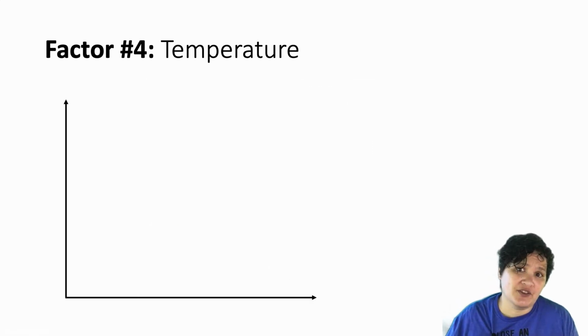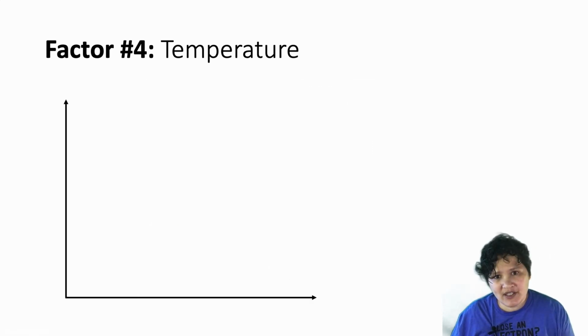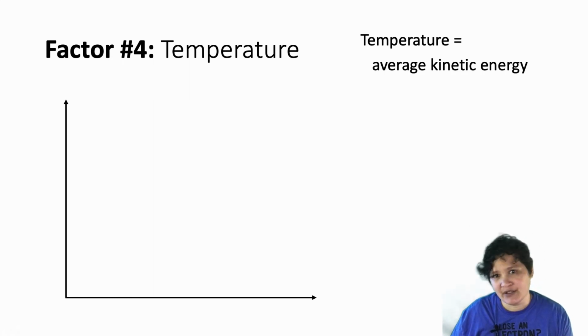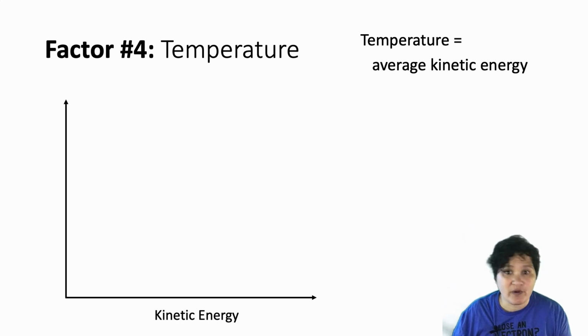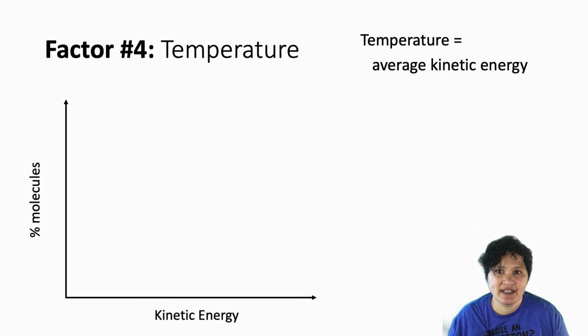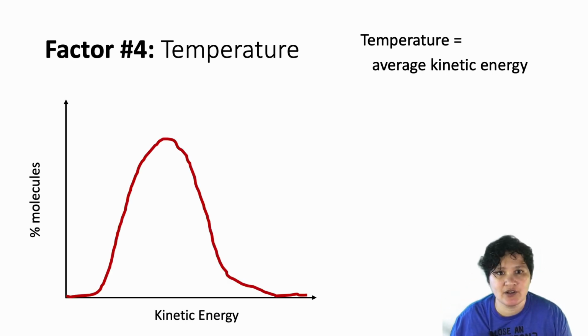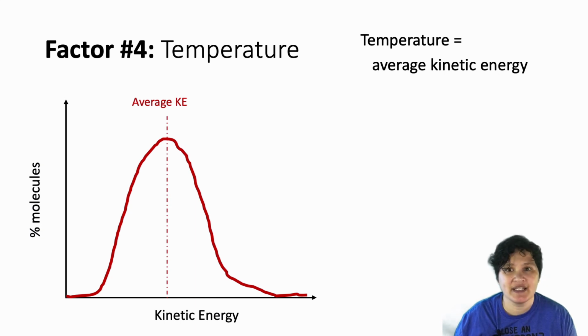The fourth factor is temperature. Now, we've talked about temperature before, specifically the fact that it's a measure of the average kinetic energy of the system. And I've definitely shown you this graph before, where we have the kinetic energy on the x-axis and the number of molecules with that kinetic energy on the y-axis. And you remember, it looks like a Gaussian curve with an obvious average kinetic energy.